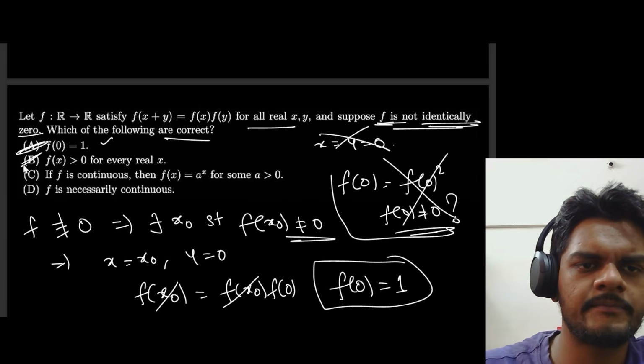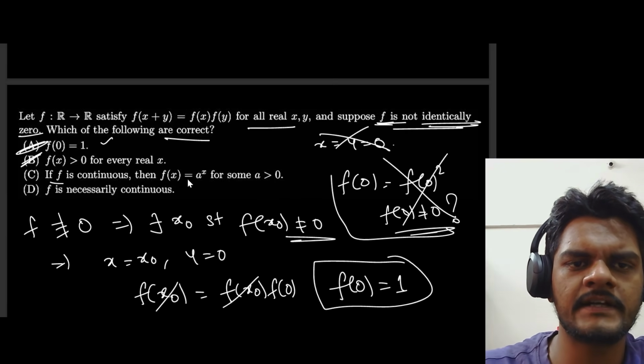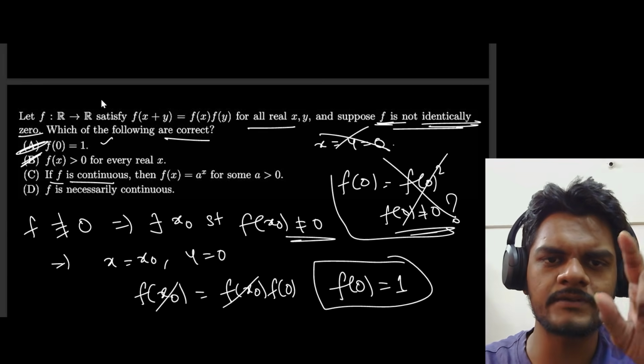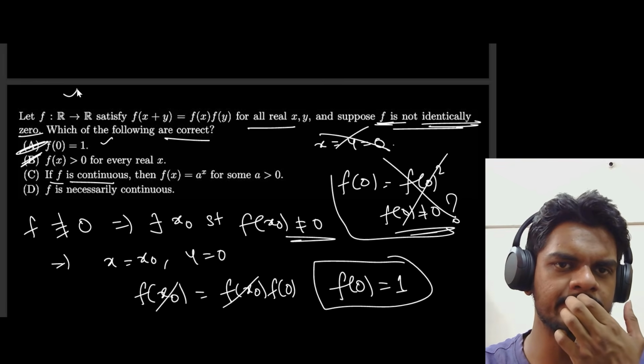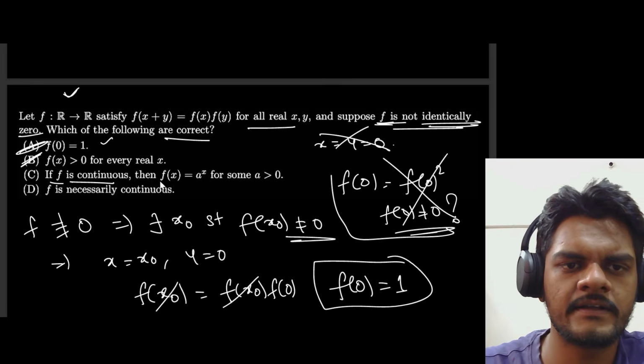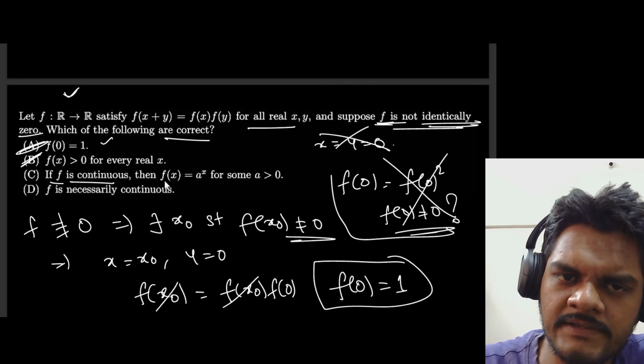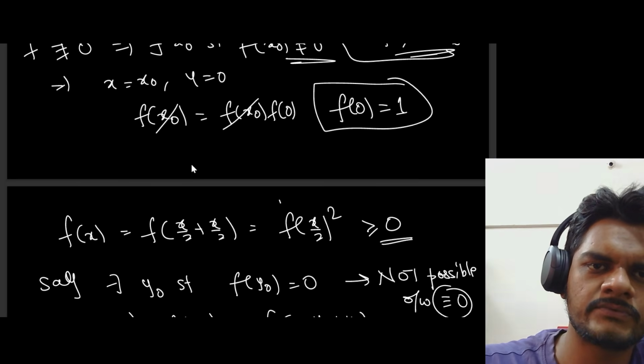And option B is true. What is option C? If f is continuous. So continuity is not given. You see that in this question? Continuity is not given. If f is continuous, then f of x is equal to a power x.